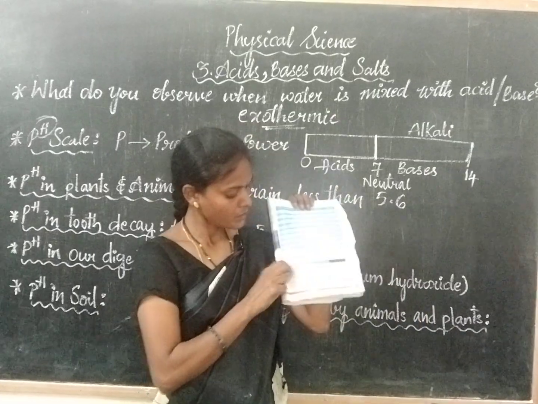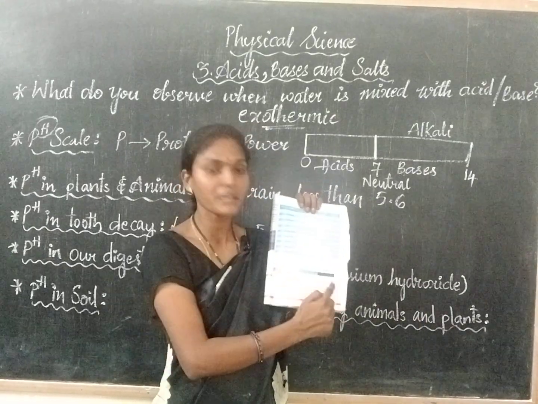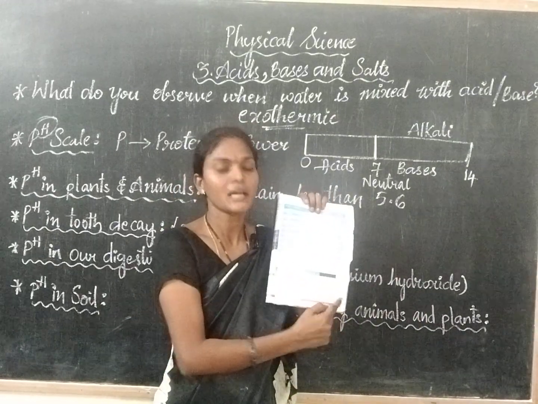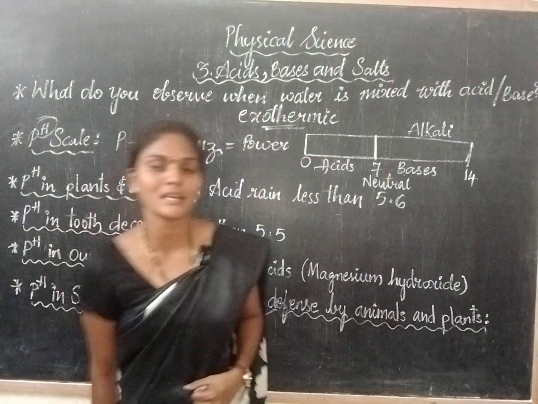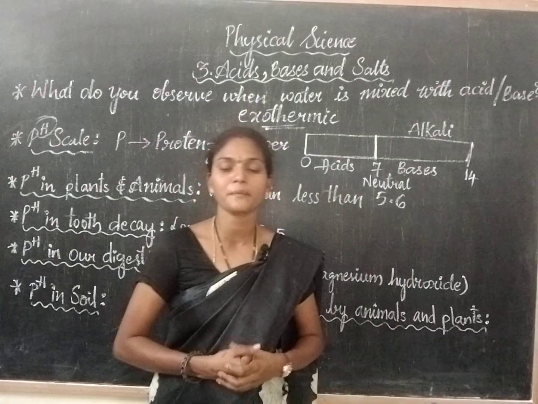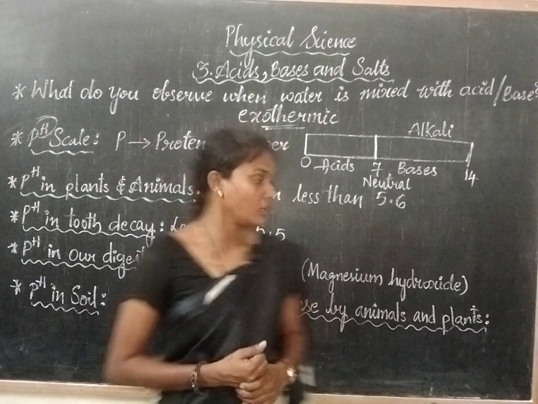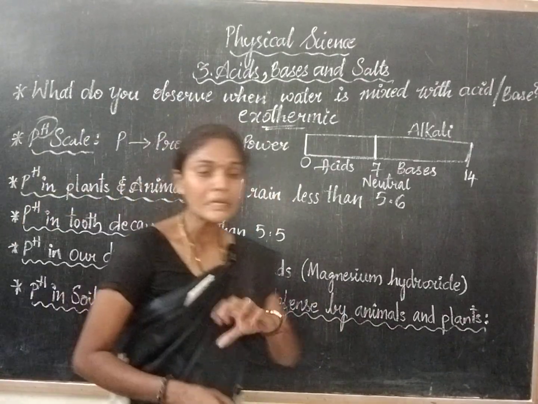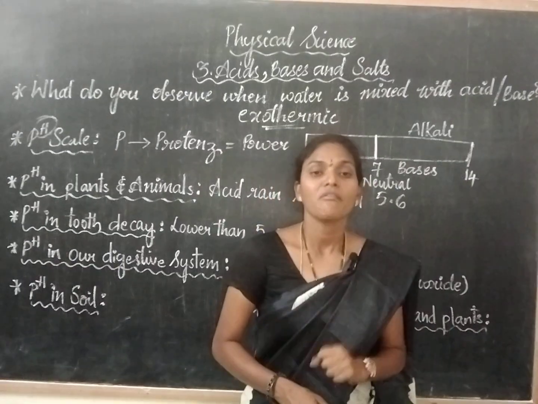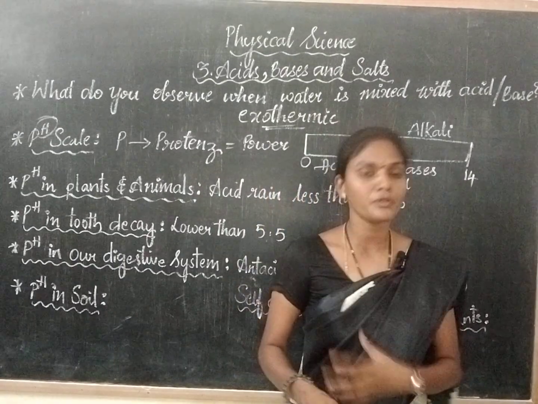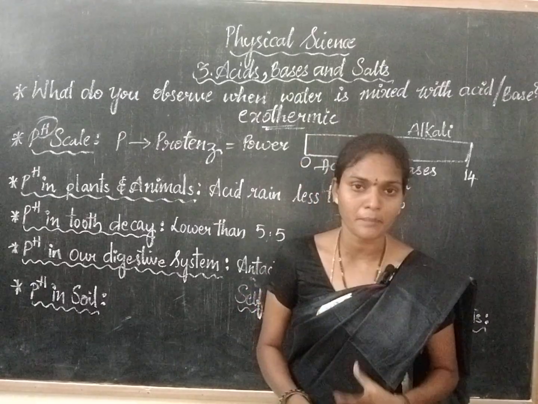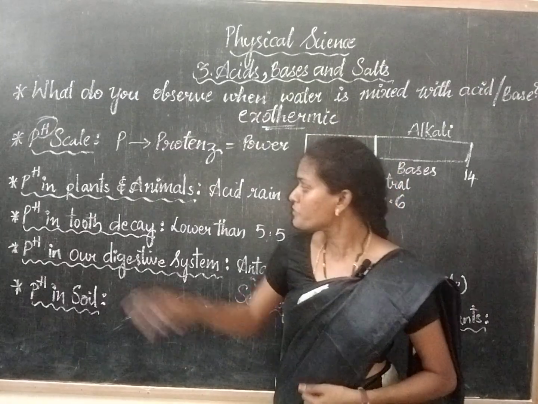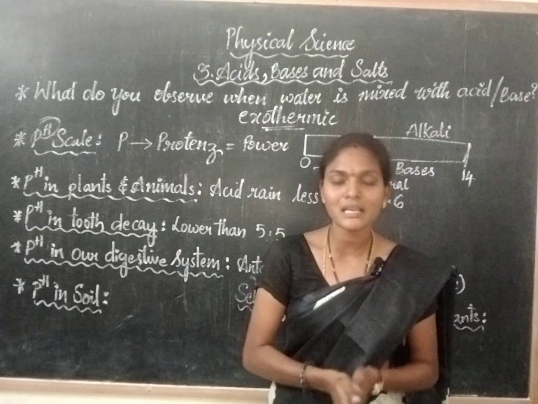It varies from 0 to 14 with different colors. Based on the colors, we can identify how many H plus ions and how many OH minus ions are present in a chemical equation. Now here the pH scale plays a very important role. Let us discuss a few among them. First, the pH scale in plants and animals.